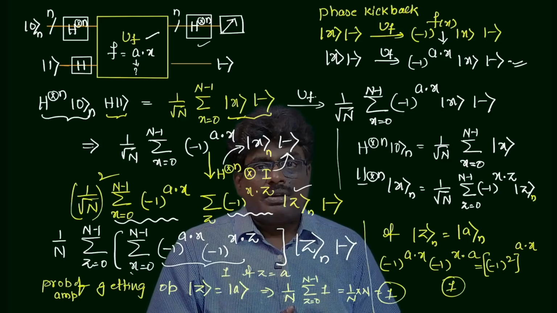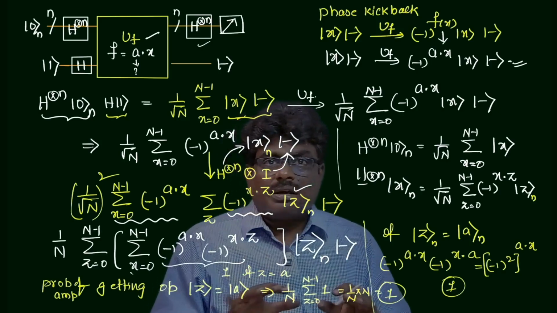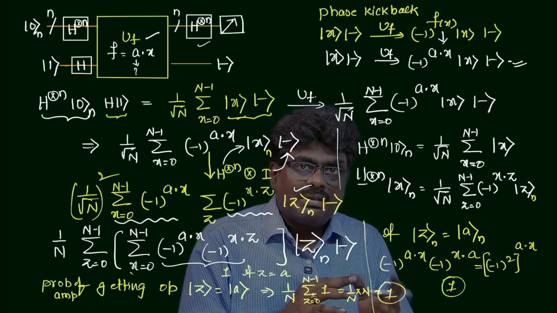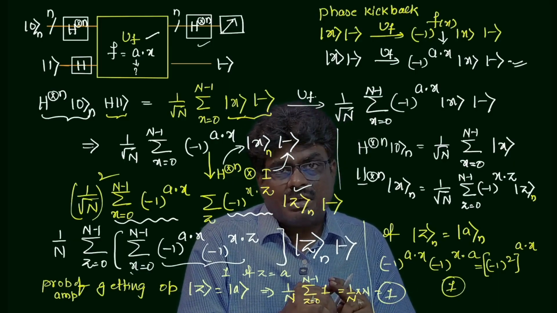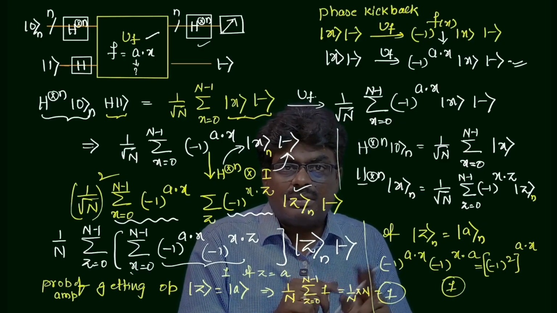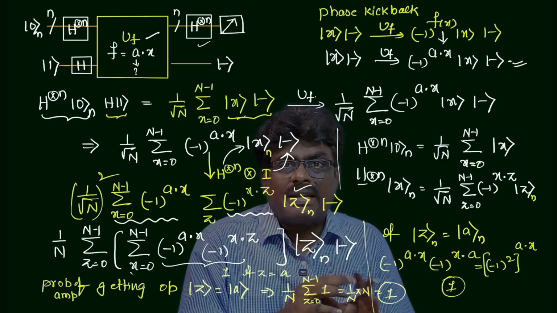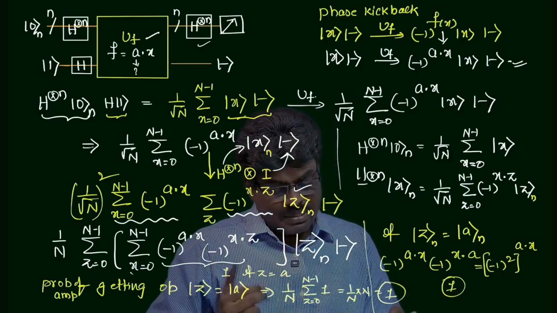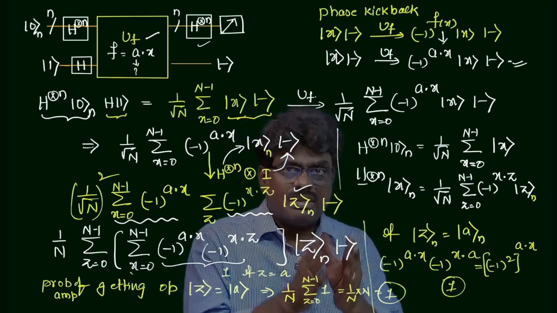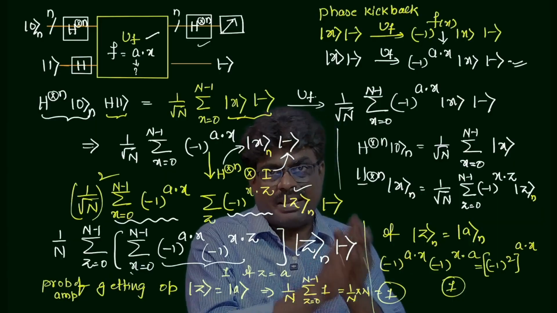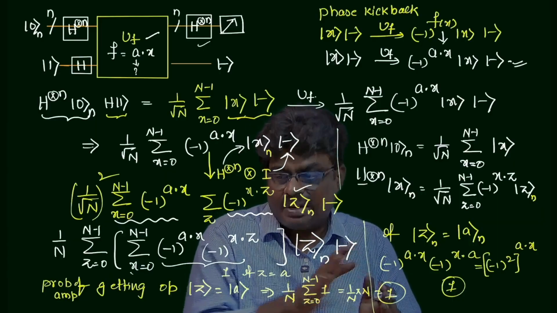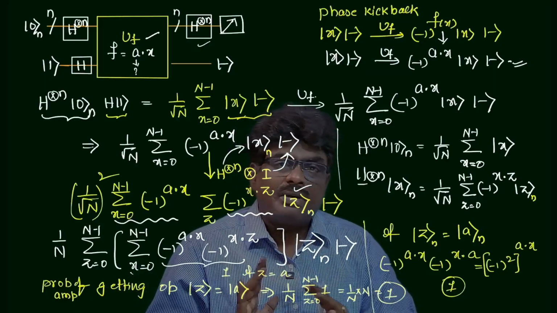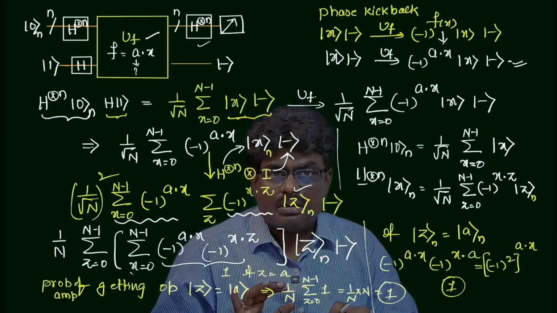In this algorithm we are finding the output which is equal to a, the hidden variable. How is it defined? f(x) = a·x, using the binary bitwise dot product. Once you make a measurement, you will definitely get the output z equal to a, the hidden variable. I hope you understand what the Bernstein-Vazirani algorithm is.